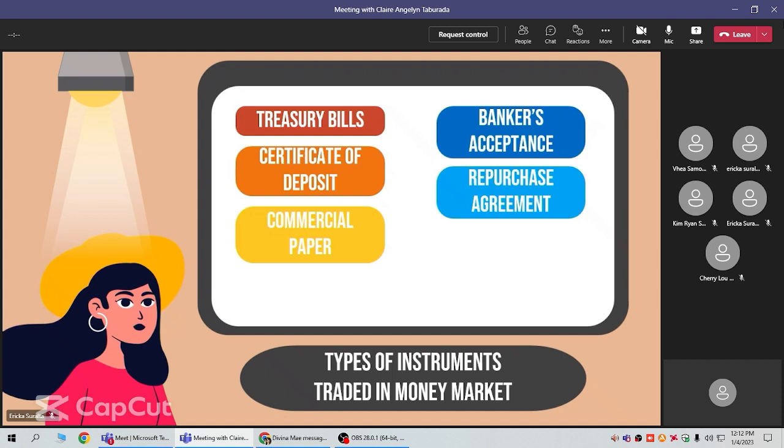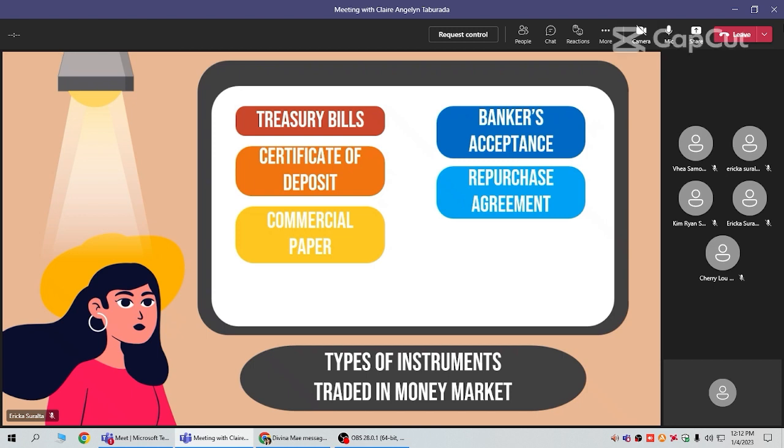So in the banker's acceptance, there is a specific date when you can use that paper as proof. The difference between a certificate of deposit and a banker's acceptance is that a certificate of deposit can be used within that year, while the banker's acceptance can be used on that specific date. That's it. So, the next one is repurchase agreement.